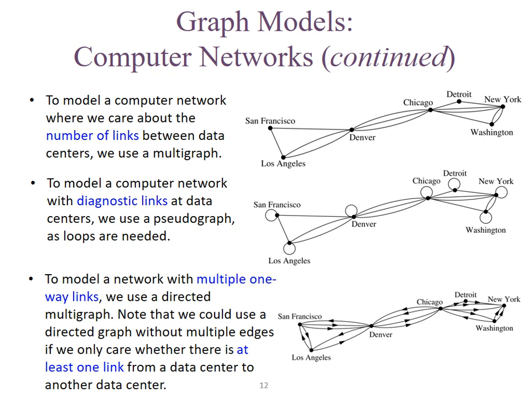Okay, the last one is the graph with loops. We call these diagnostic links. If we can examine the data center by ourselves, then maybe we send the data and the destination is also itself. Okay, so we call this diagnostic links. So in this case, you can see the goal is to represent the computer networks, but we can choose different kinds of graphs or different graph models to represent the computer networks by our different goals.